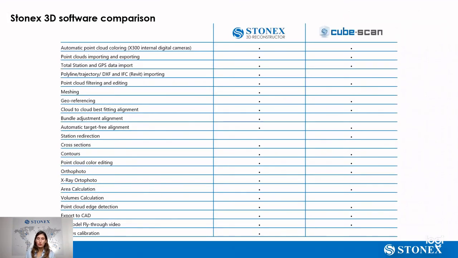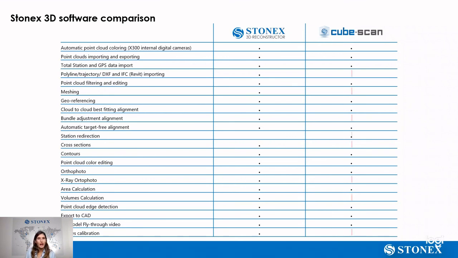With respect to Stonex Reconstructor, CubeScan has fewer functions. 3D Reconstructor has more specific functions for some fields, but the idea behind CubeScan is to have a software which allows you to merge together the scans and the point clouds from photogrammetry, and extract what you need to use maybe in other software, to use this information in AutoCAD, for example.